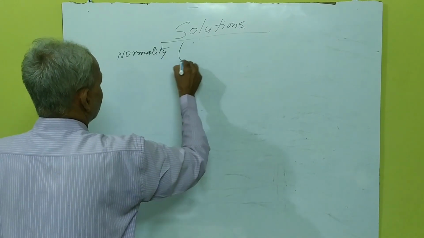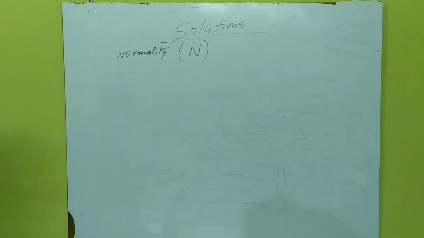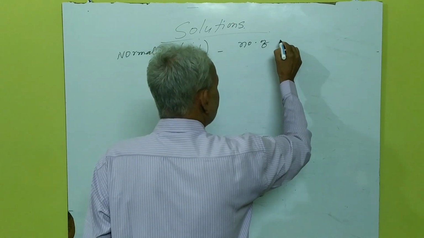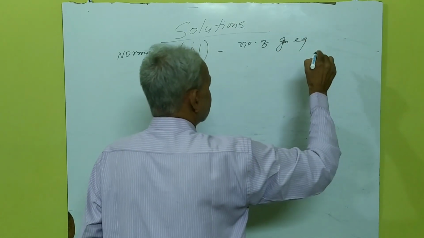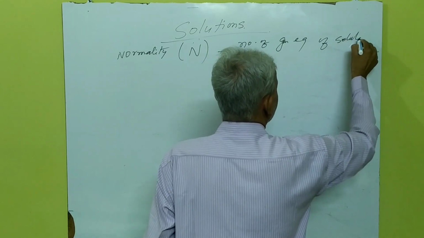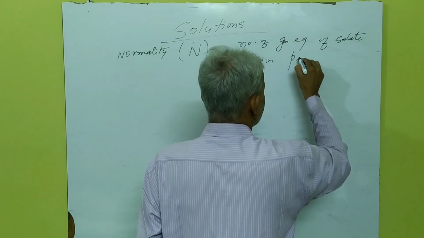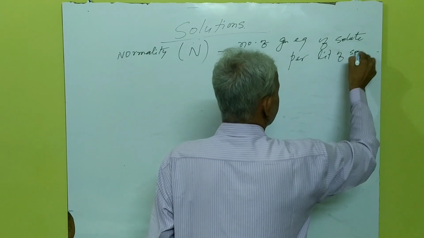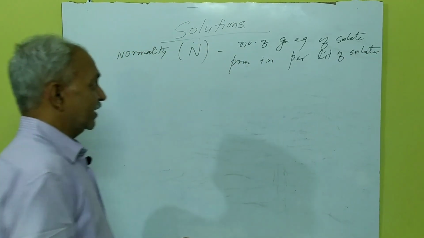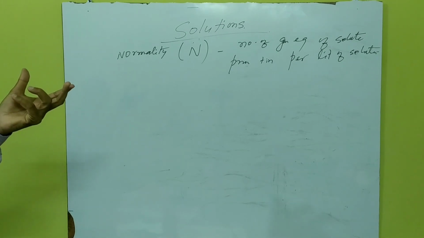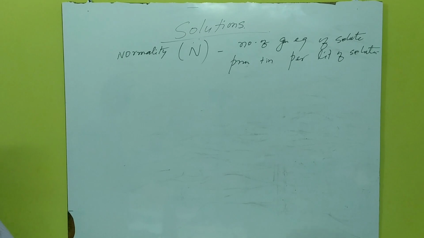How will you write normality? With capital N. How will you define capital N? It is not the number of moles, but the number of gram equivalent of solute, right, present in per liter of solution. So it is per liter of solution, that is in terms of volume. We wrote that in the case of normality, it is the number of gram equivalent of solute present in per liter of solution, right? So how this gram equivalent is different from number of moles, right?